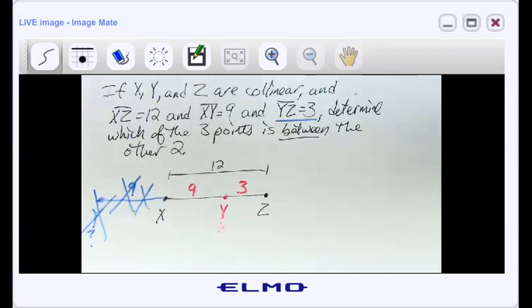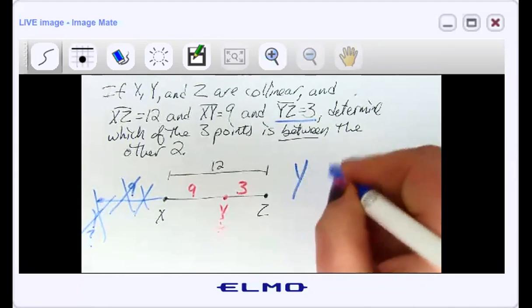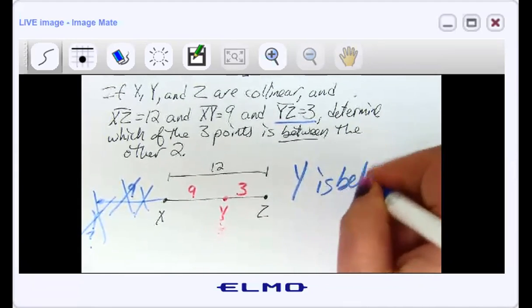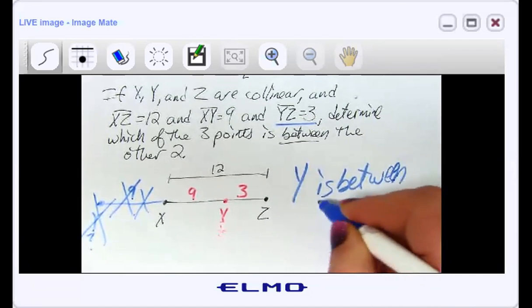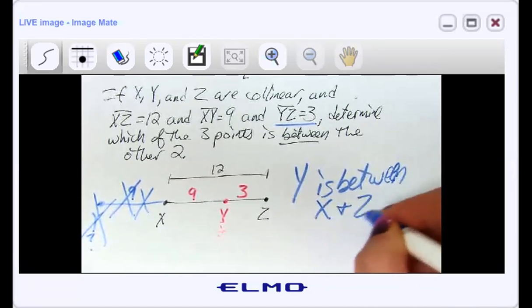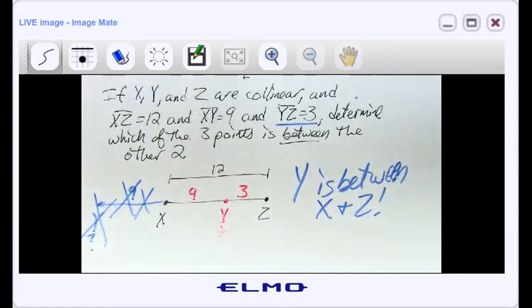Y. Yes. Y is the one that is between the other two, and hence the answer to my question. Y. All right, so let's put that: Y is between, let's spell between right, X and Z. All right, let's try another one.